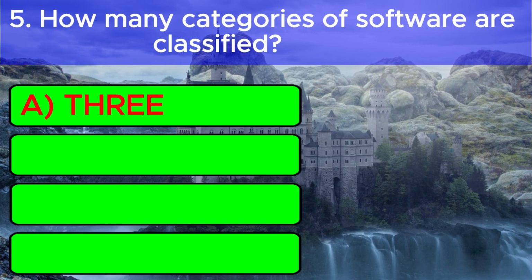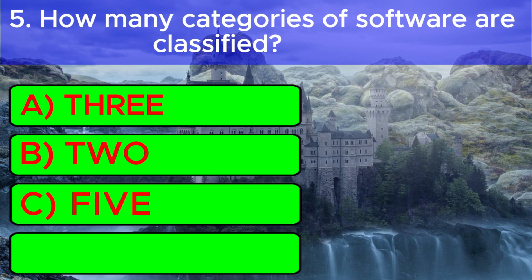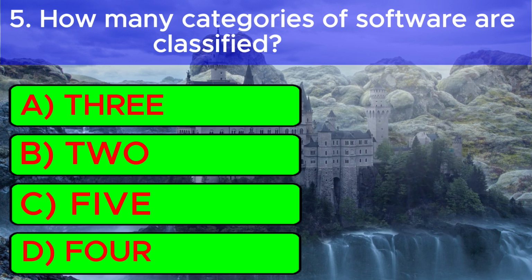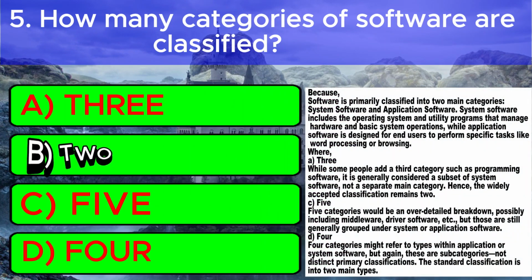A. 3. B. 2. C. 5. D. 4. And the correct answer is B. 2. Because software is primarily classified into two main categories: system software and application software.